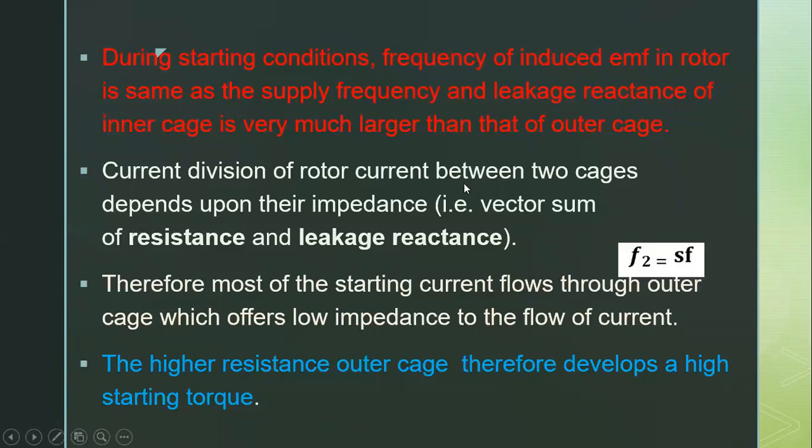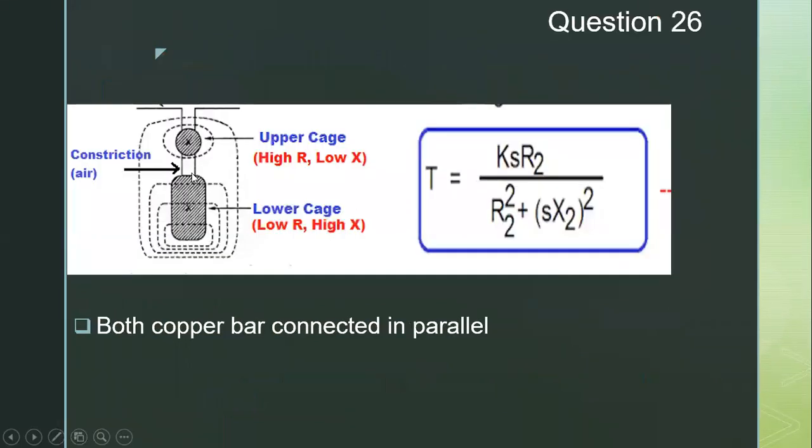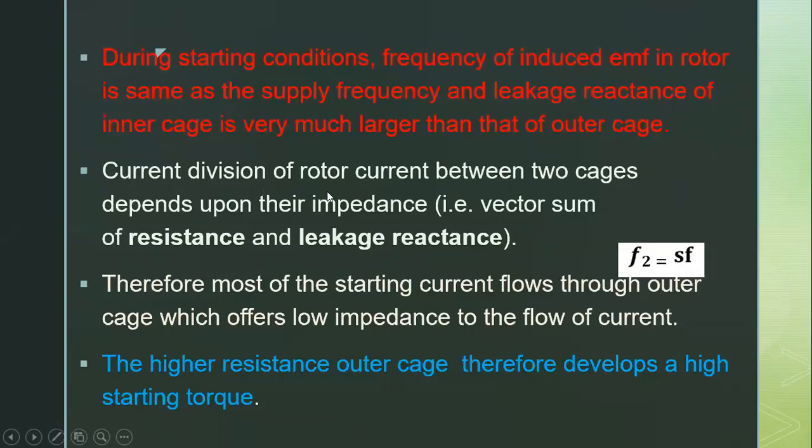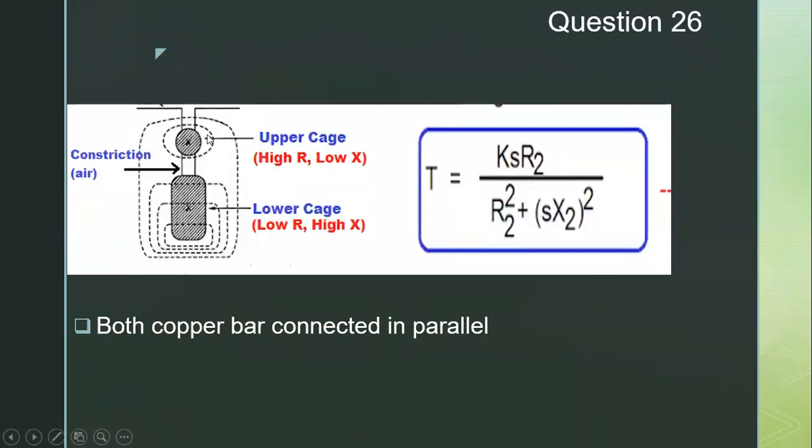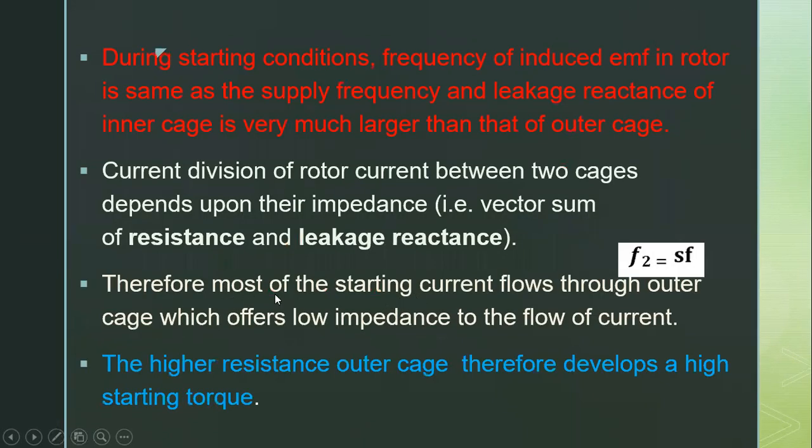The current division of the rotor current between the two cages depends on their impedance. Here there are two copper conductors connected in parallel. Therefore, most of the starting current flows through the outer cage, which offers low impedance to the flow of current. The outer cage has high resistance and low reactance, so most of the current flows through the outer cage and it offers low impedance.